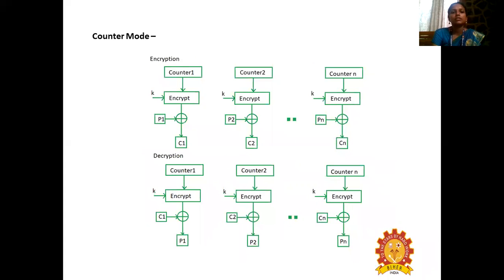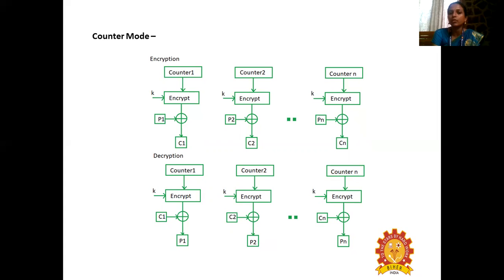The next one is the counter mode. Look at the diagram, encryption and decryption. Counter 1 is there, we encrypt the data with the help of the key, and we XOR the encrypted value with the plain text. Next, it produces the ciphertext C1.